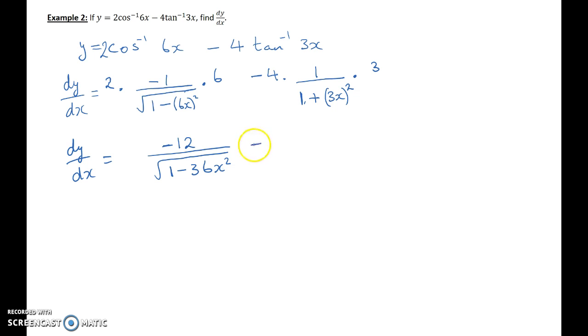Well, that's going to be negative 12 over 1 plus, and for the sake of consistency, we'll square out the 3x as well. That's going to give you 1 plus 9x squared. Now, on the bottom, if we wanted to, we could have left that as 6x in parentheses squared, and we could have left this as 3x in parentheses squared. But in either event, that's your answer, and we don't need to simplify any further than that.